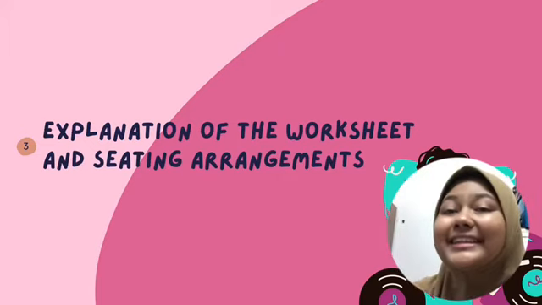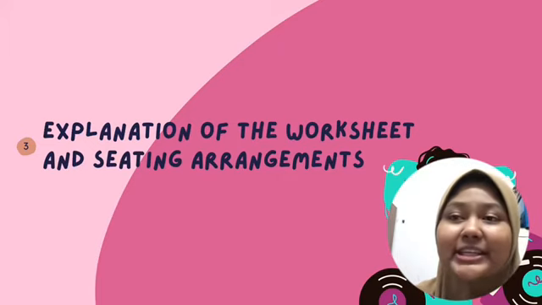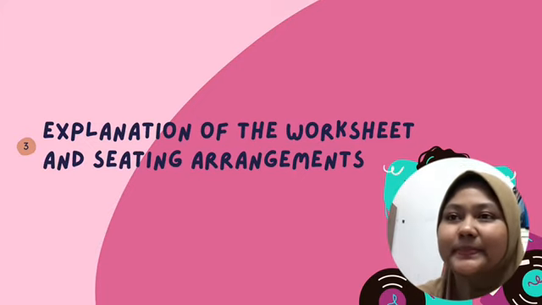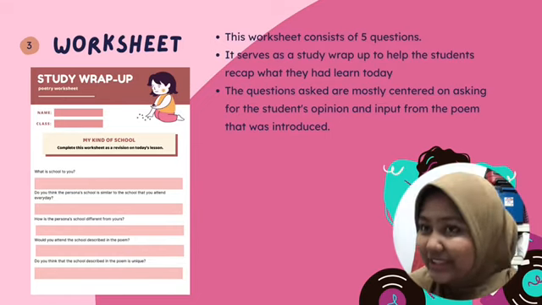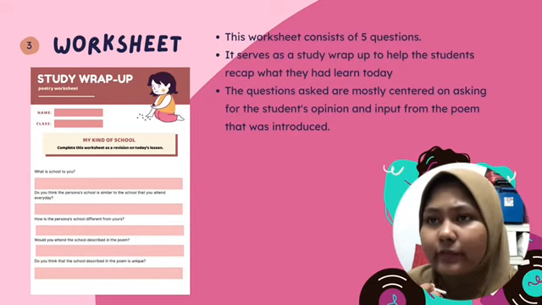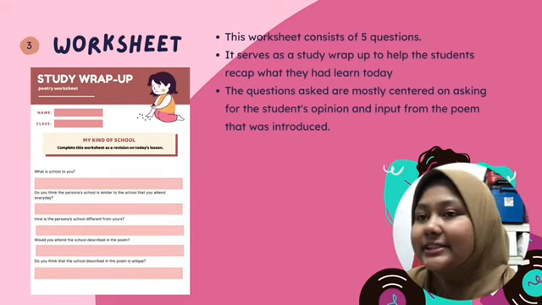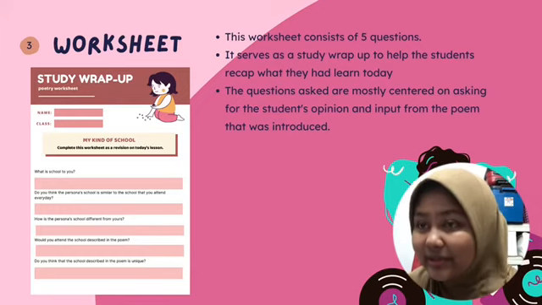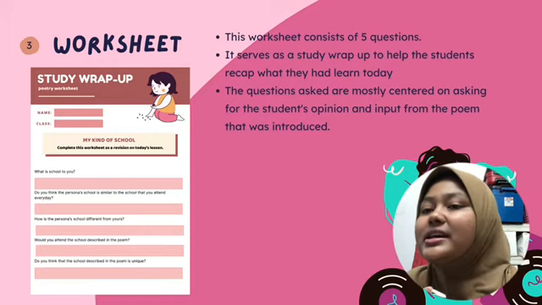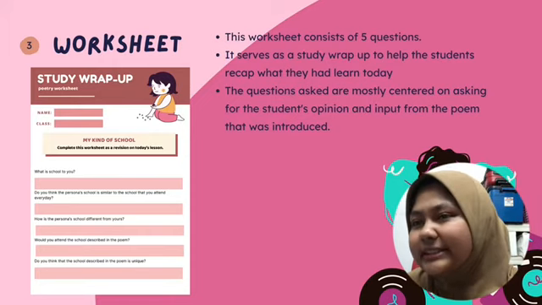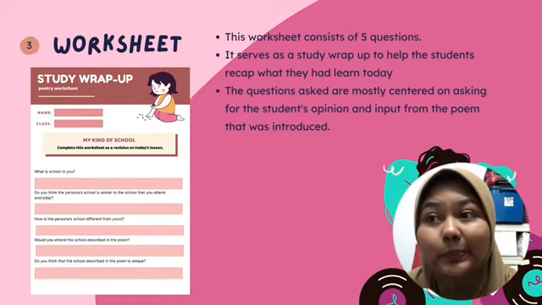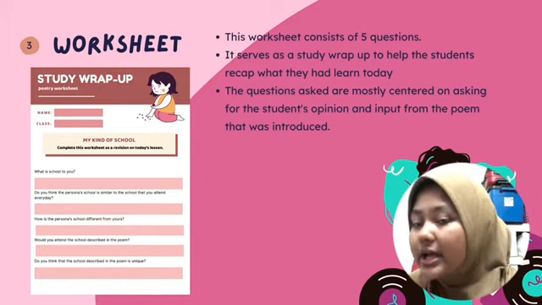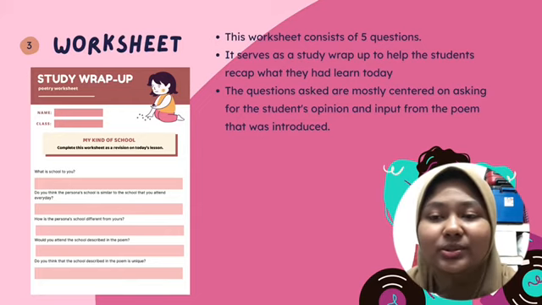friends. The third part of our video is the explanation on the worksheet and seating arrangements. So, the worksheet. This worksheet consists of 5 questions. It serves as a study wrap-up to help the students recap what they had learned during the lesson. And the questions asked are mostly centered on asking for the students' opinion and input from the poem that was introduced. The first question, what is school to you?